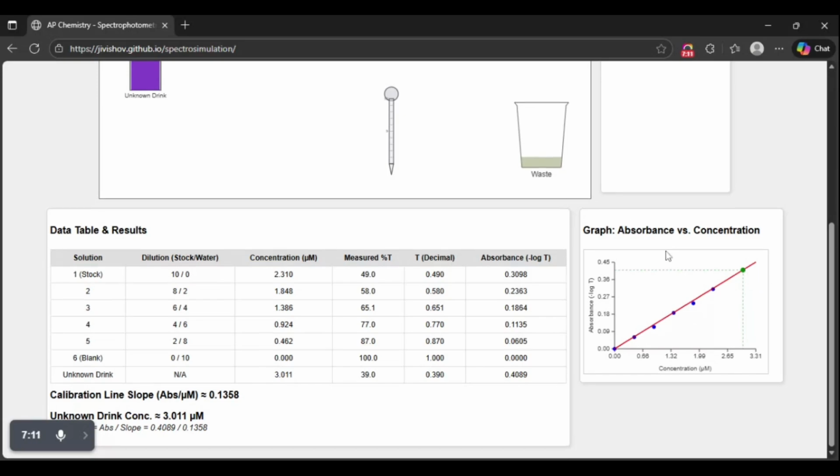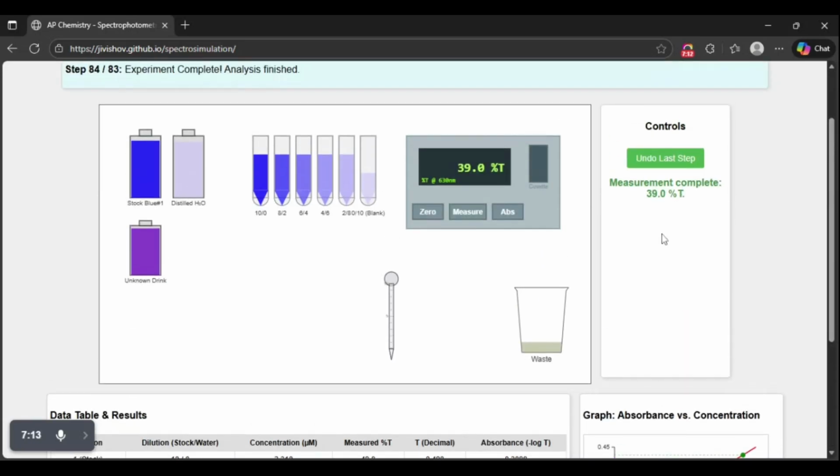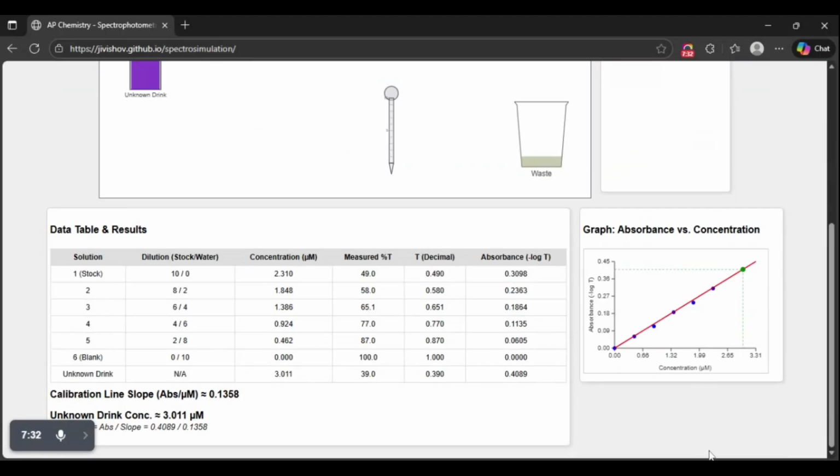And then ultimately, the data table shows that the higher dye concentrations produced higher absorbance values. When these are plotted, the calibration curve forms a straight line confirming Beer's law. And with using the unknown absorbance value and equation here, I could determine its concentration.